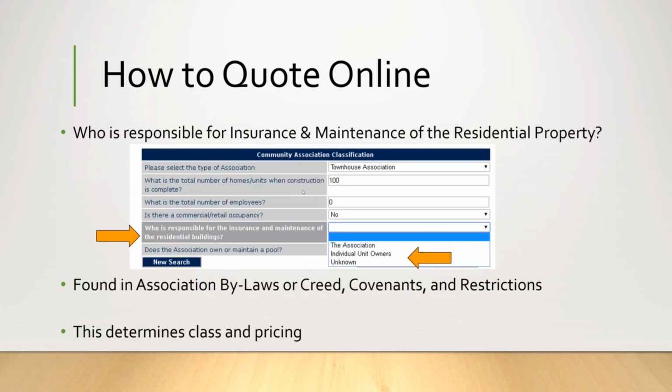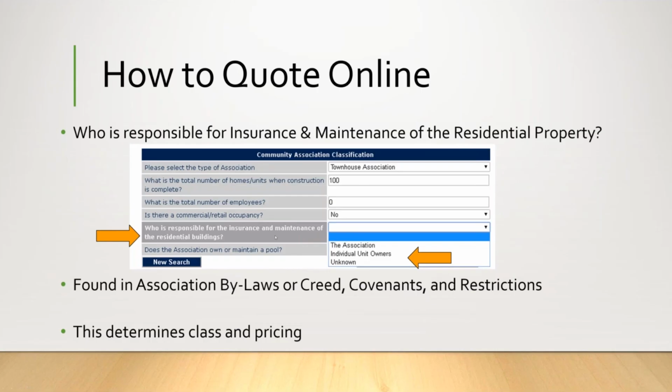And then while quoting online, if you, again, like to put your hands to the keyboard, this is what it's going to look like. This is the exact screen. We're going to ask you what type of association it is, how many total number of units, and then ultimately it comes down to who is responsible for the insurance and maintenance of the residential buildings. So if it's a planned unit development or a single family homeowners association, it's going to be the individual unit owners. But if it's a townhome or a condo association where the association is responsible for the insurance and maintenance, that's really where we're going to classify it.